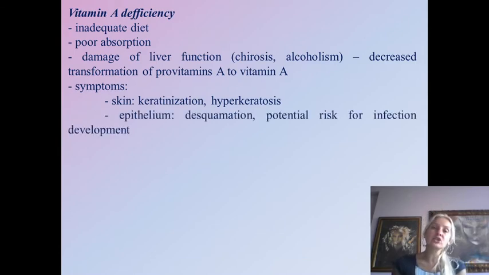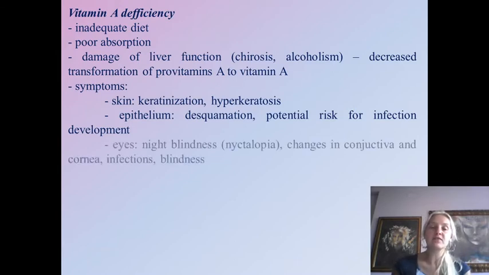So it may be subjected to infection more easily than in normal cases. So we have an increased potential risk for infection development. Of course, eyes are affected by vitamin A deficiency. So we have the development of so-called night blindness or nyctalopia, and changes in conjunctiva and cornea, susceptibility to infections, and finally, in the most extreme cases, it may lead to complete blindness.